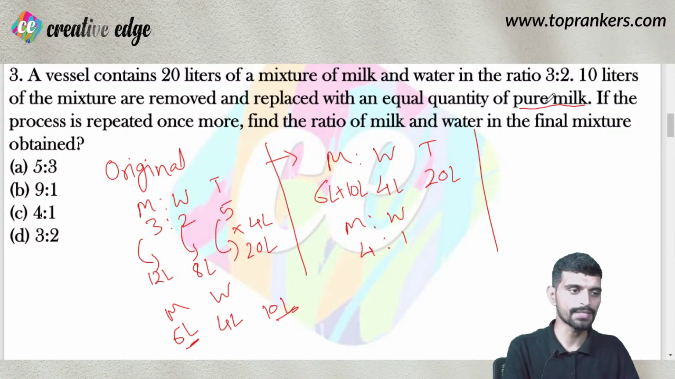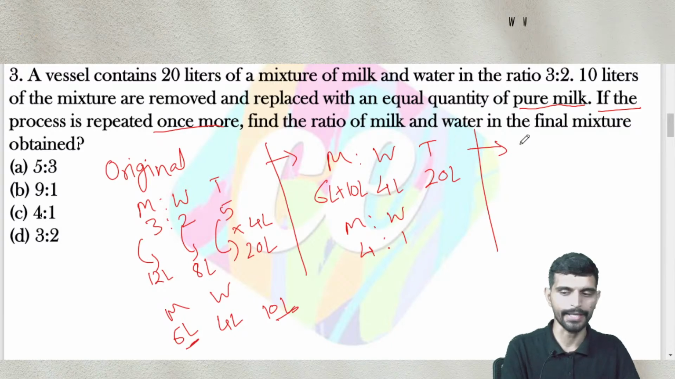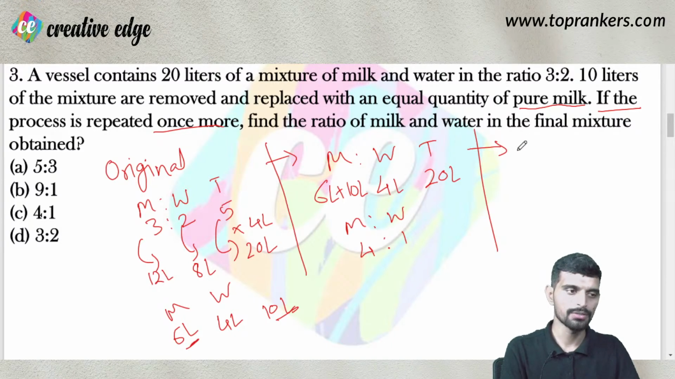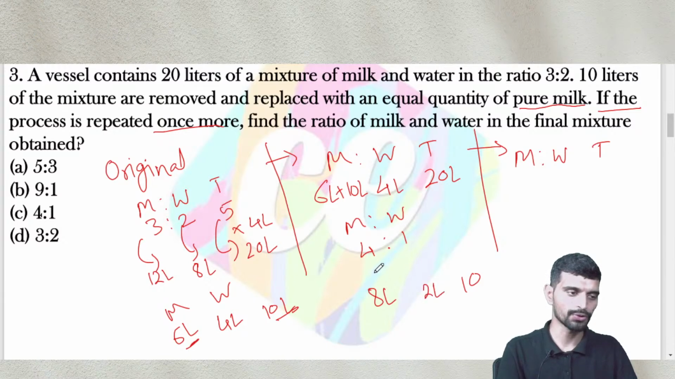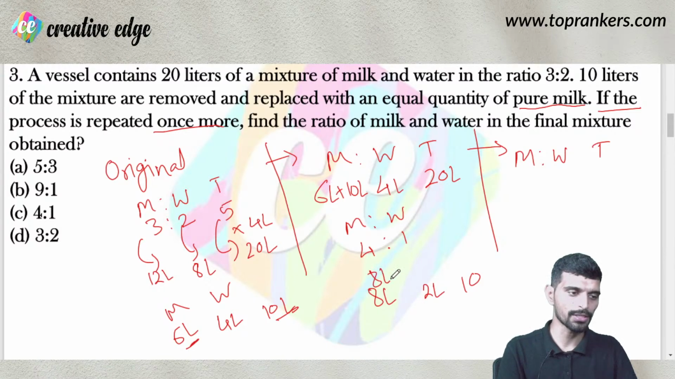But this does not end here, because the question suggests the process is repeated once more, that is, after the first iteration, a second iteration also takes place. So in the second iteration, again, in a 10 liter solution, 8 liters of milk will be removed and 2 liters of water will be removed. So we will be left with 8 liters of milk and 2 liters of water.